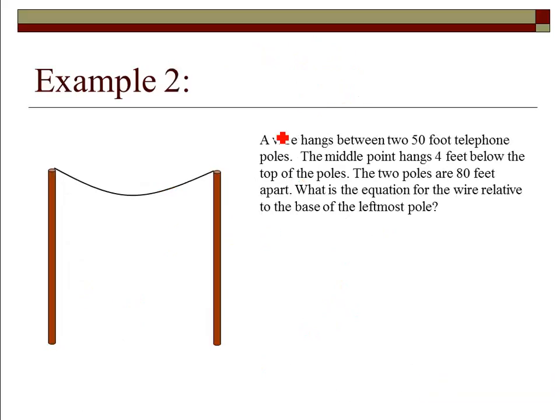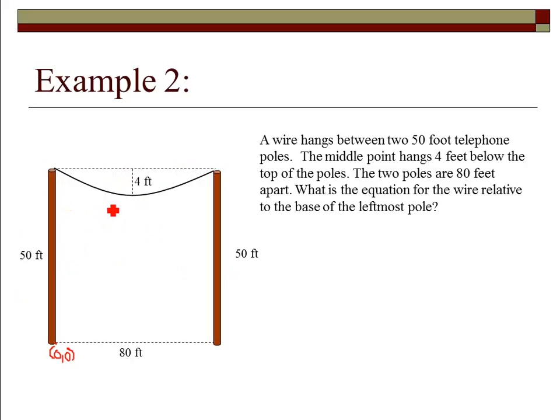So in this example, we have a wire that hangs between two 50-foot poles. The middle point hangs 4 feet below the top of the poles. The two poles are 80 feet apart. I want to know what is the equation of the wire relative to the base of the leftmost pole. So I'm doing it relative to this point right here, that I'm going to call (0, 0). Okay, so plugging in my information, I know the poles are 50 feet each. And then this middle point is going to drop down 4 feet from where the top of the poles are. The poles themselves are 80 feet apart.